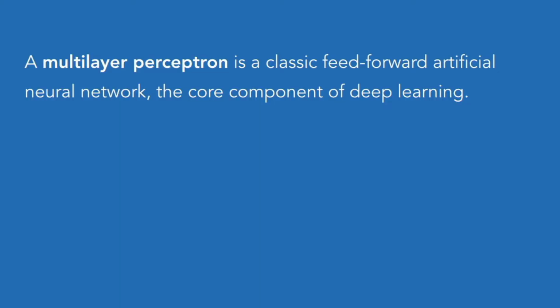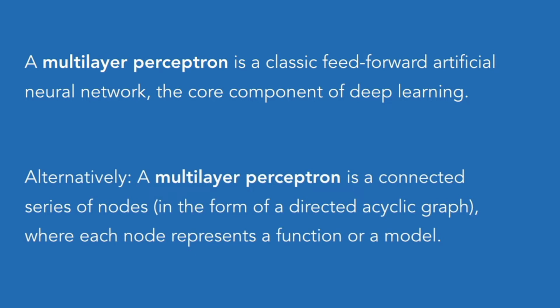Multilayer perceptron is a classic feed-forward artificial neural network. It is one of the core components of some deep learning algorithms. Not all algorithms in deep learning use a feed-forward artificial neural network, but many do.